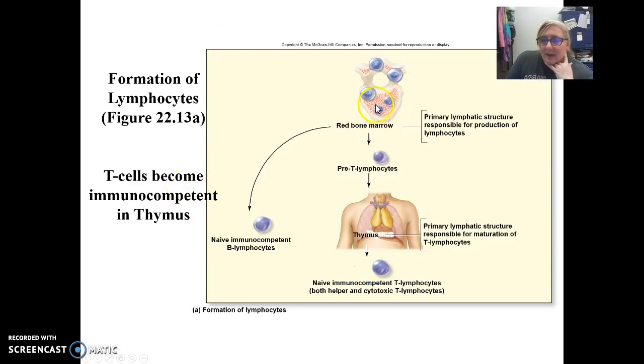And so here we have T lymphocytes being produced and B lymphocytes being produced. The pre-T cells move to the thymus. The pre-B cells, if you want to call them that, stay in the bone marrow. Once they go through their positive and negative selections, naive immunocompetent cells are going to leave and move to the lymphatic tissue that they're going to reside in.